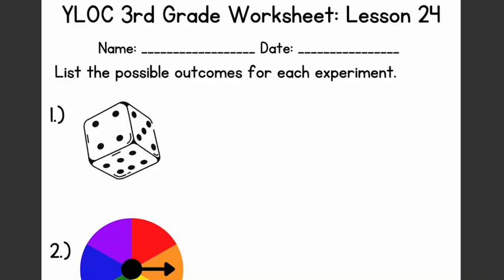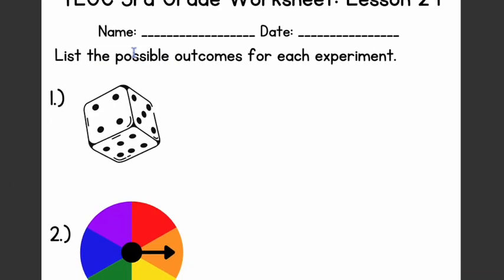Third grade worksheet lesson 24. List the possible outcomes for each experiment.